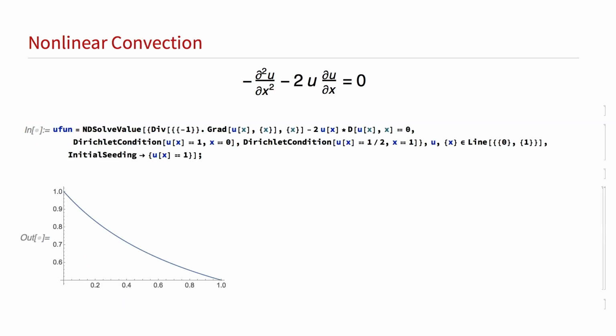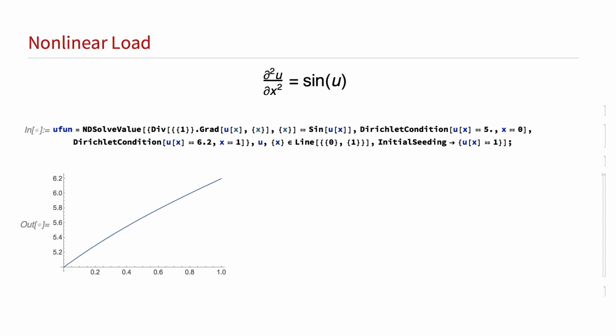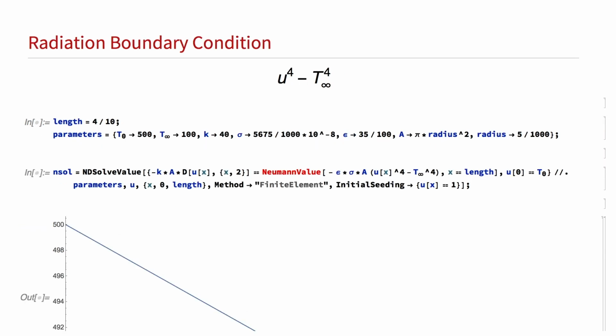Right. Okay. We have nonlinear convection problems. So in this equation, we have a nonlinear convection term, 2 times u du dx. We can have complex valued nonlinear reaction terms as well. So here's an I times u squared. That's a nonlinear term. We have nonlinear load. So here's the sine of u. It's possible to have things like that. We can have nonlinear boundary conditions. So Neumann conditions can depend on the dependent variable in nonlinear ways.